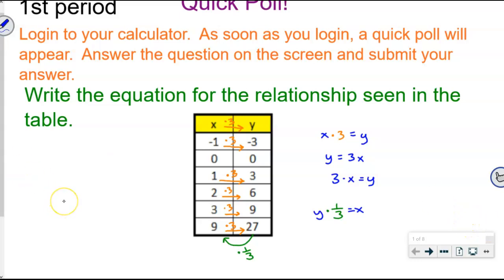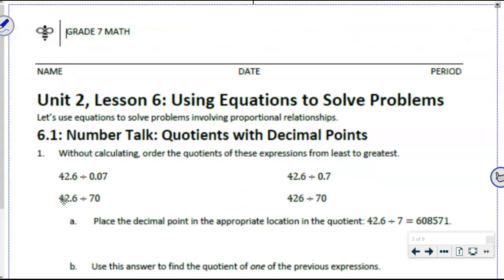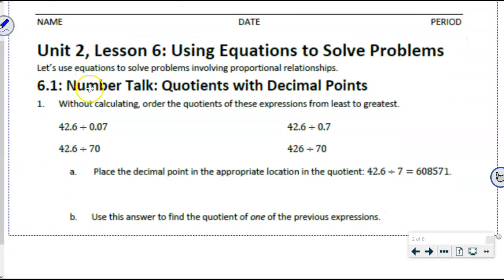So nicely done. Have a solid understanding of writing equations, which is great because now we're going to be using those equations. We're going to start with a quick little number talk. In this number talk, we're just doing some quotients. We're doing some mental math. We're not using our calculators. I don't even want you to use the long division algorithm either. I want you guys to just use some mental math. Look at the relationship between these numbers. I want you to order these quotients from least to greatest.